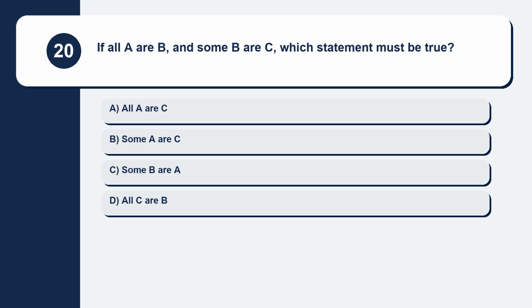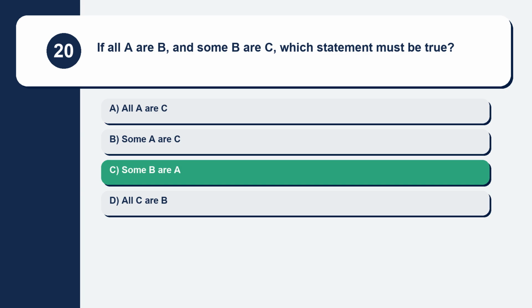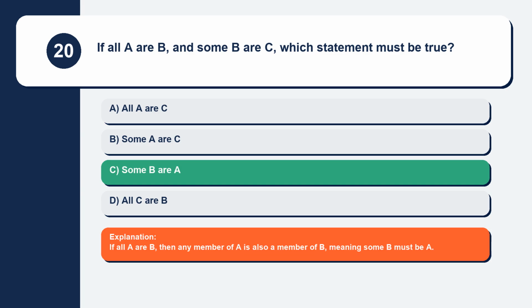Question 20. If all A are B, and some B are C, which statement must be true? All A are C, some A are C, some B are A, all C are B. If all A are B, then any member of A is also a member of B, meaning some B must be A.